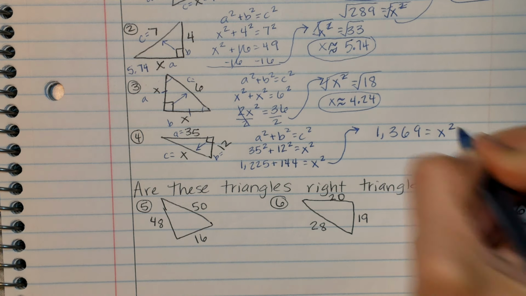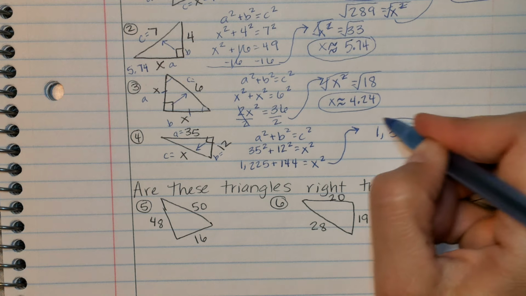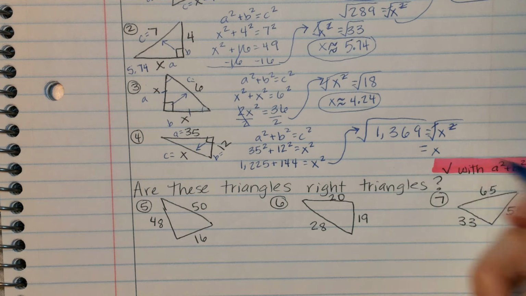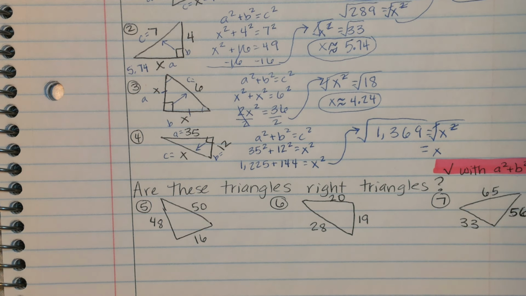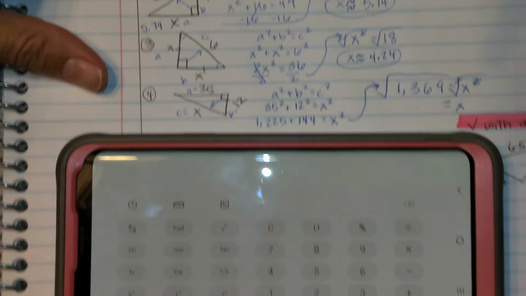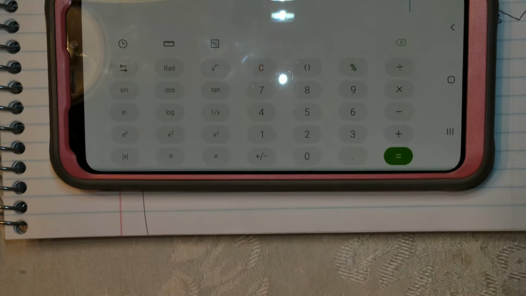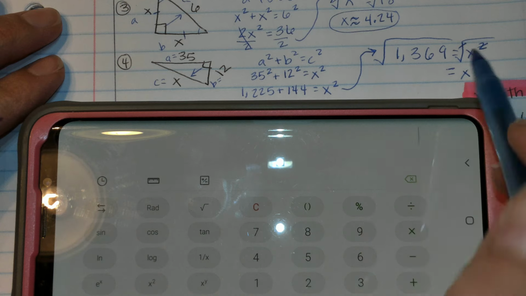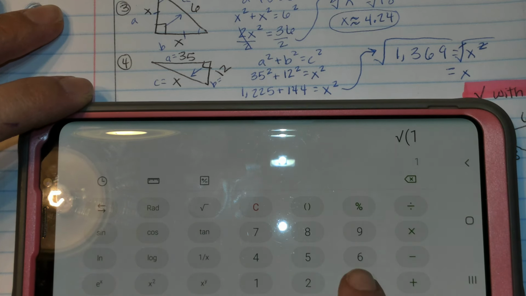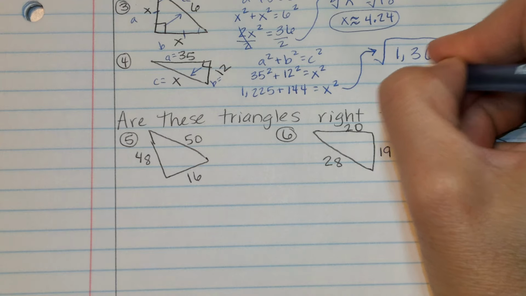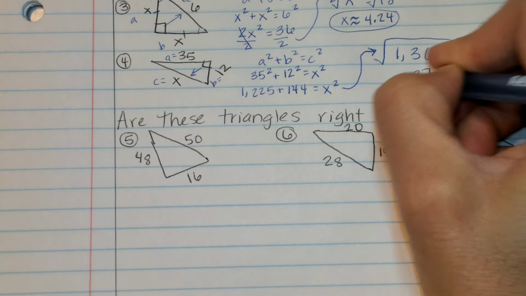1,369 equals x squared. So that's not x, it's x squared, so I need to square root. Cancel the square with the square root. They're inverse operations, they cancel out. And then I'll show you on the calculator. Move it a little so you guys can see. Okay, like that. So I'm taking the square root of 1,369. Oh, it comes out perfectly to 37. I would not have known that. So that equals 37. X equals 37.